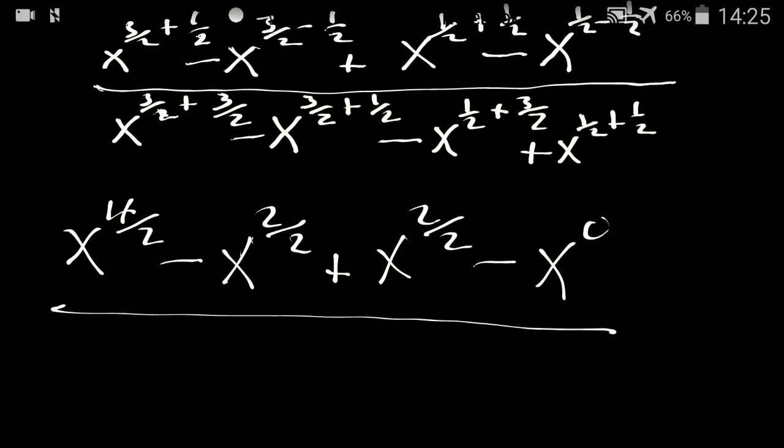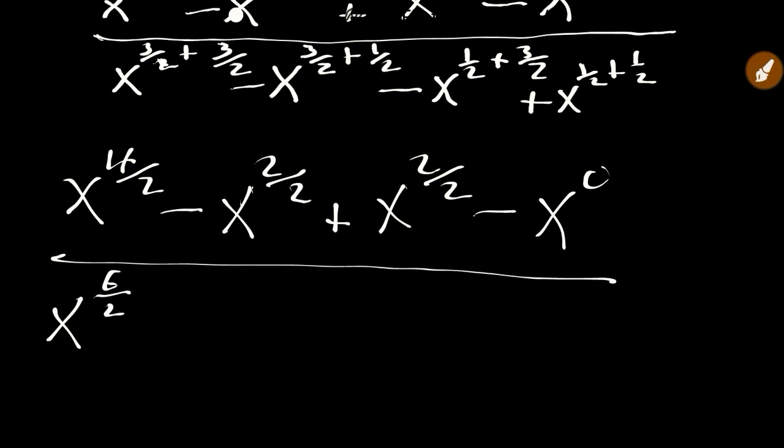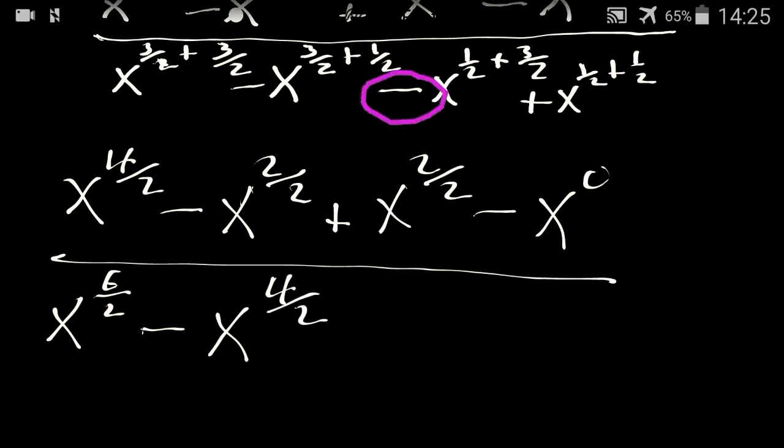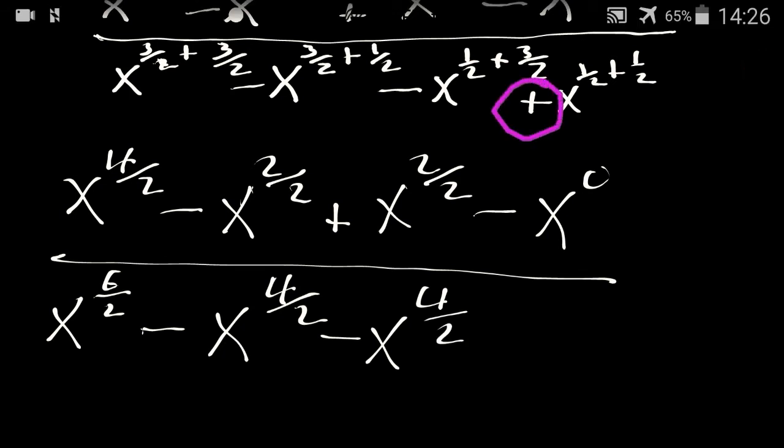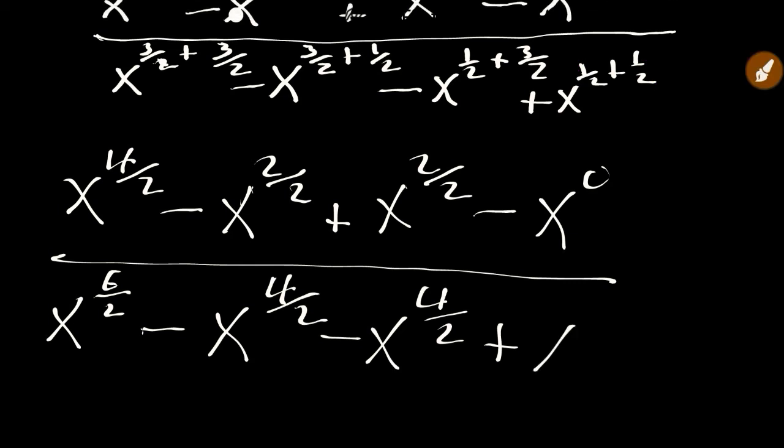All over. Do the same thing for the denominator. We are adding the powers of x, so this will be x^(6/2). And don't forget to write your minus. x^(4/2). And minus, don't forget to write it, and x^(4/2) again. So, and the next one will be plus x^(2/2).